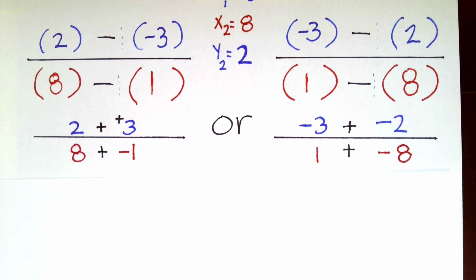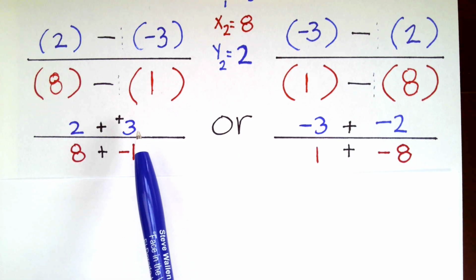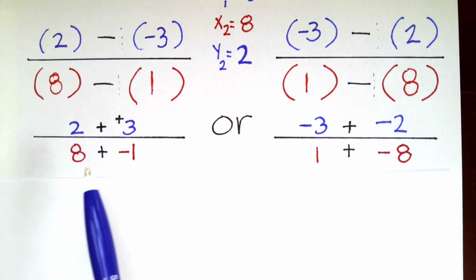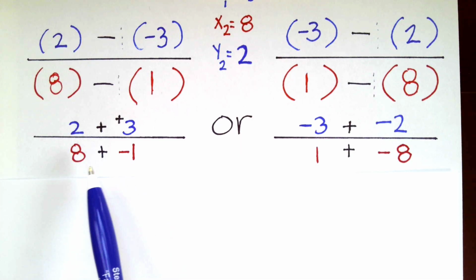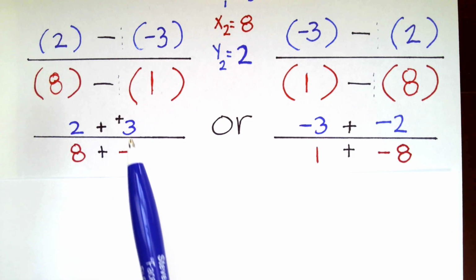All right, so let's just simplify a little bit further and then we'll have our answer. What is 2 plus 3? 2 plus 3 is 5. What is 8 plus a negative 1, or 8 take away 1? It is 7. So we have 5 over 7.